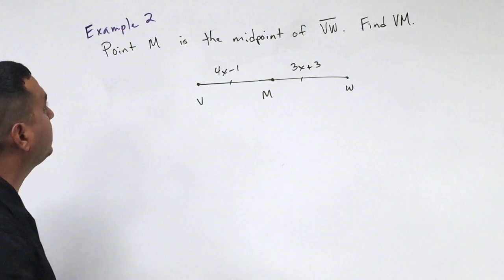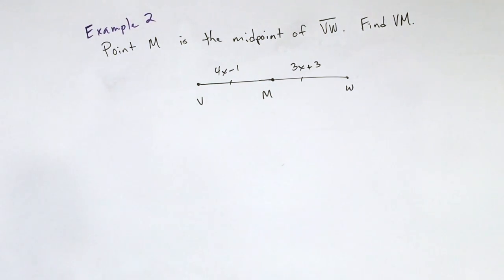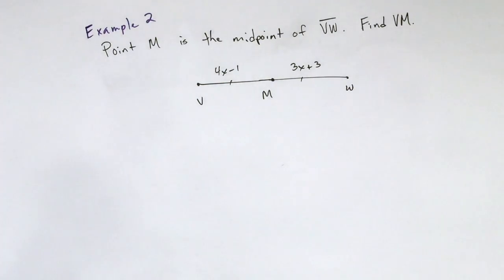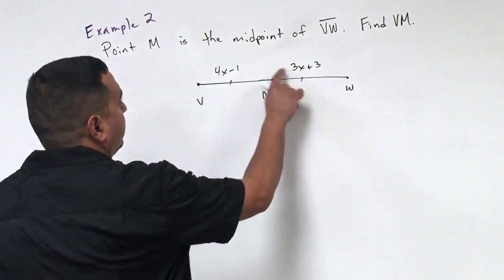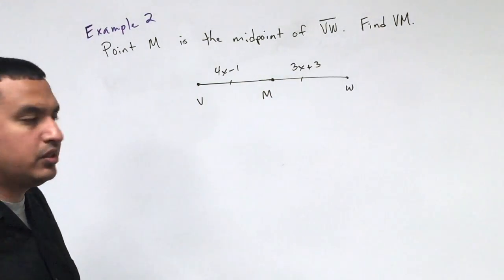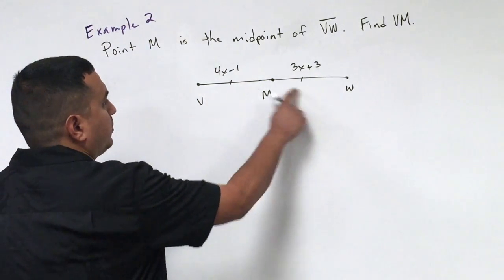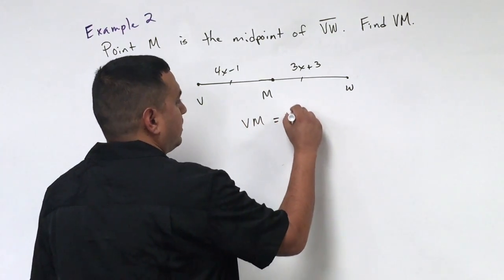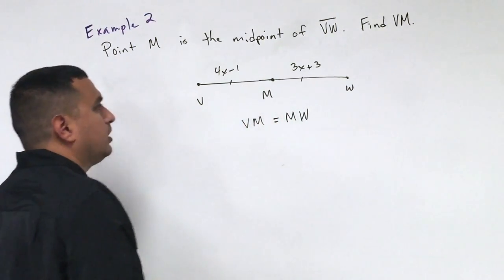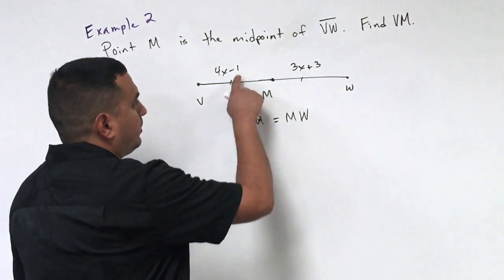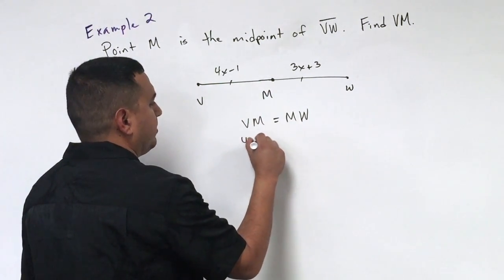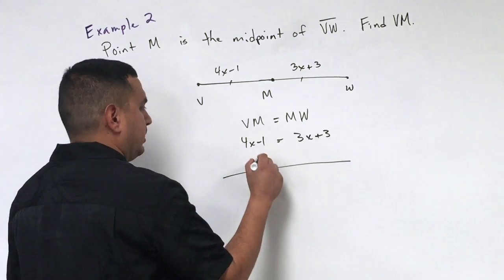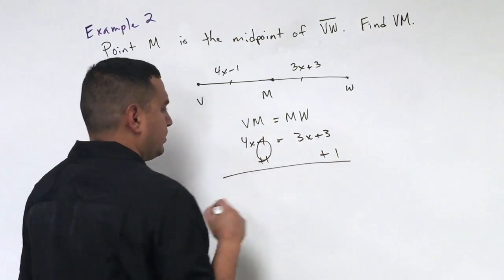Next example, point M is the midpoint of segment VW, and we want the length from V to M. In this example, you notice that the drawing is already done for you. However, now we have some algebraic expressions, but it's still the same setup. M is the midpoint. That means these two pieces are equal. So the length from V to M is equal to the length from M to W. All we have to do then is substitute in these algebraic expressions. So I'd say 4x minus 1 is equal to 3x plus 3. And to solve this, I would add 1 on both sides to cancel this out or zero it out.